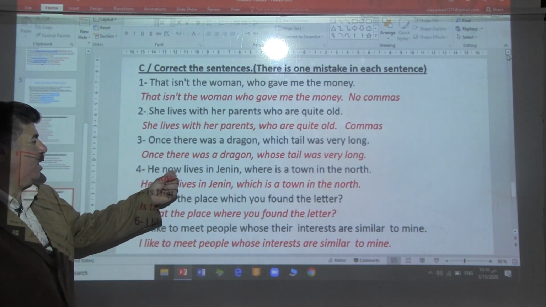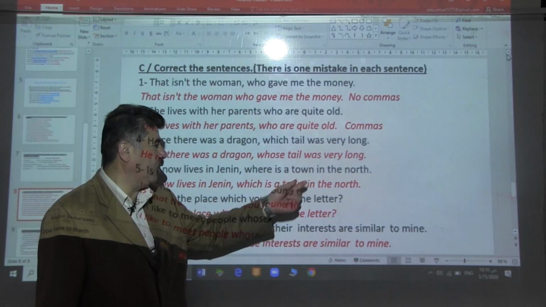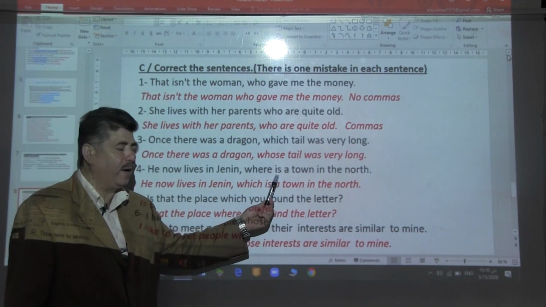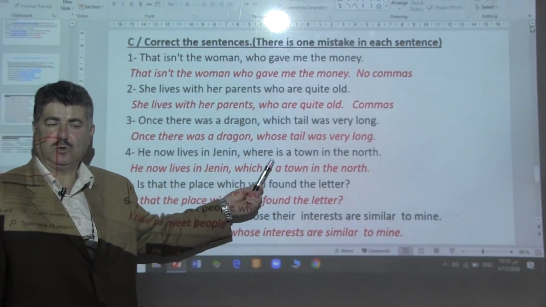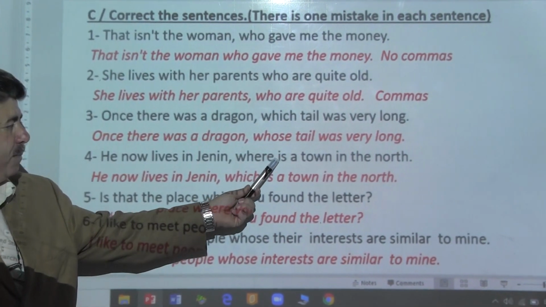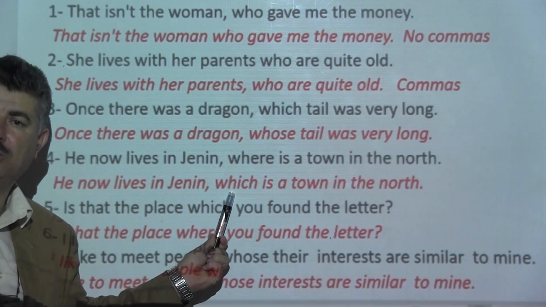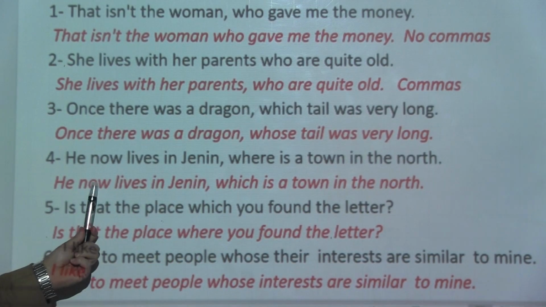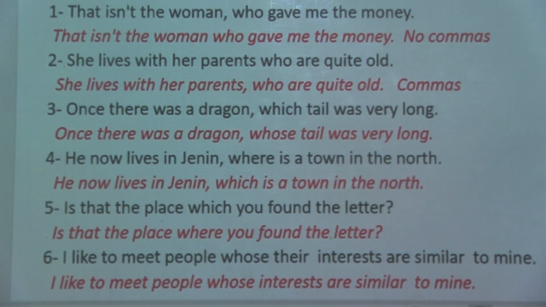Number 4: He now lives in Jenin, where is a town. Notice where is followed by a verb. As I said before, if I use where to talk about places, I have to follow it by a noun or a pronoun. But here it's followed by a verb, so where is not correct. I have to replace it with which. He now lives in Jenin, which is a town in the north.